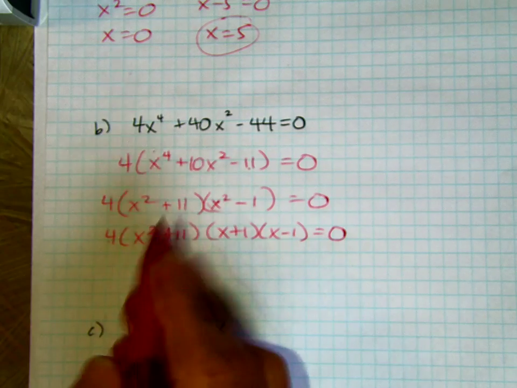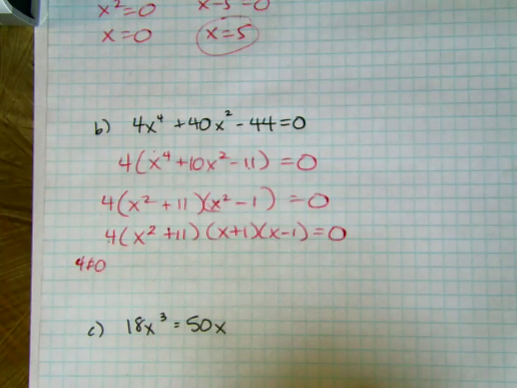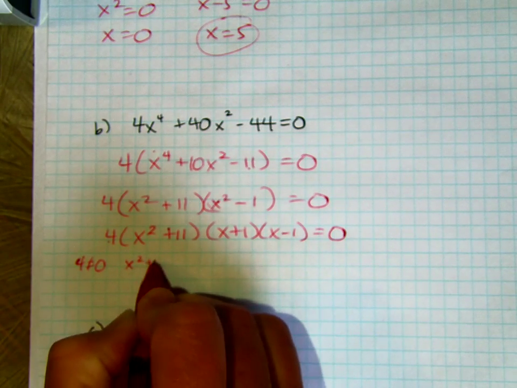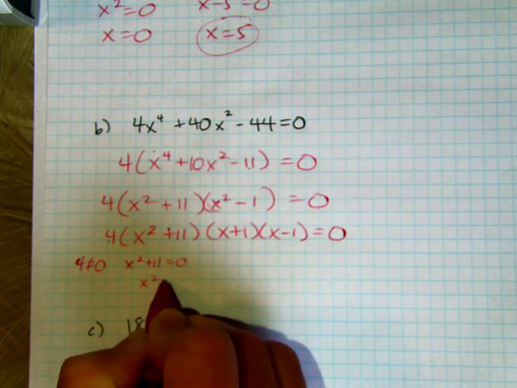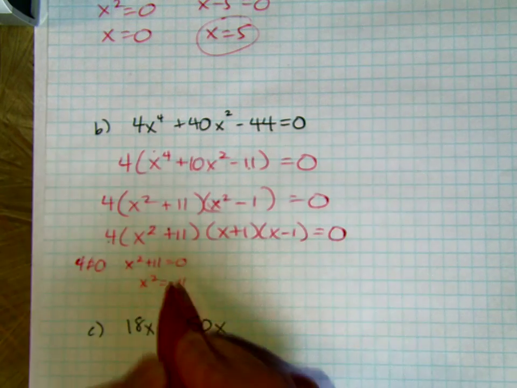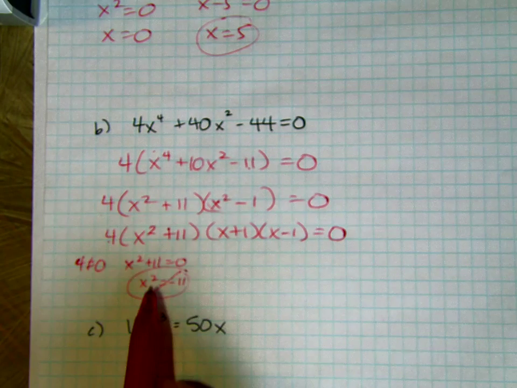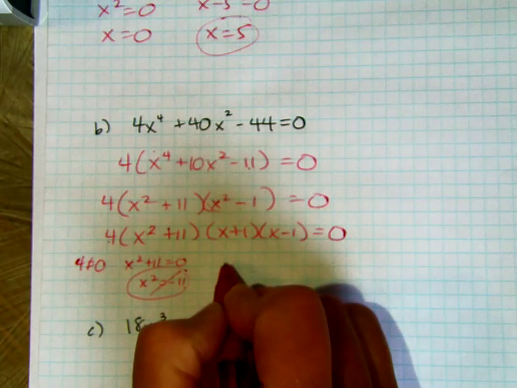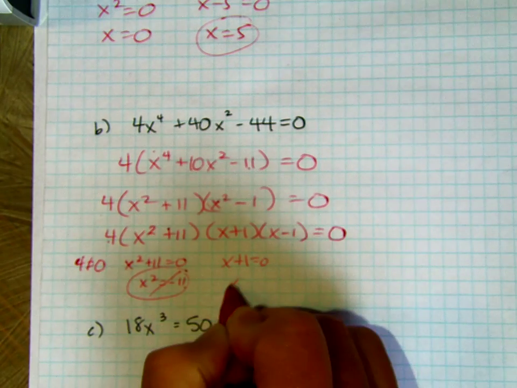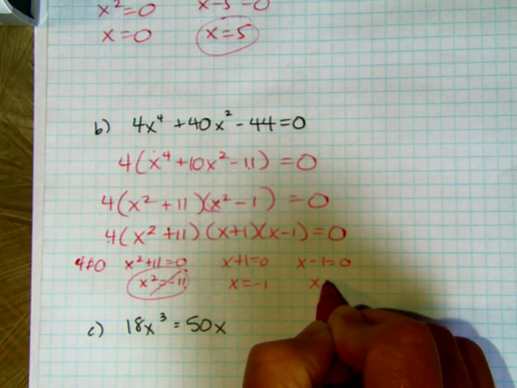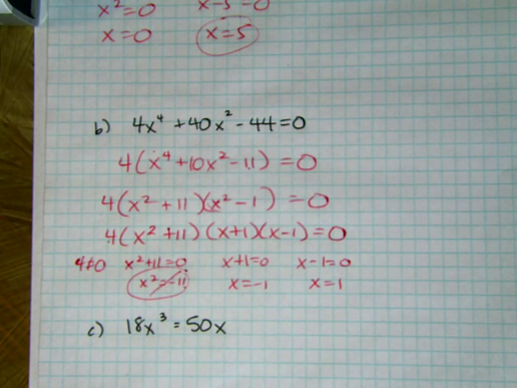And then this guy can never be 0. So 4 can never be 0, but don't forget it's still a factor. X squared plus 11 equal to 0 means x squared equals negative 11. That's a non-real solution because I can never square something and get a negative. So if x plus 1 equals 0, then x must be negative 1. And if x minus 1 equals 0, then x must be positive 1.